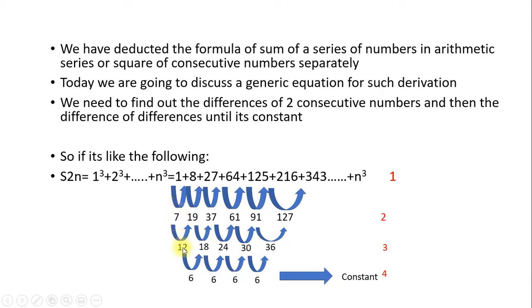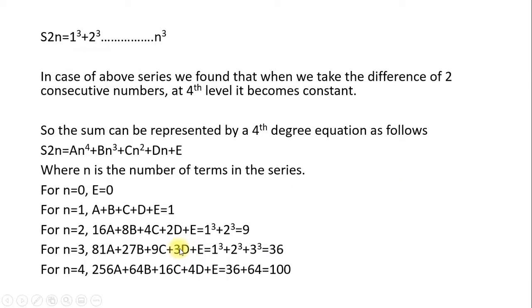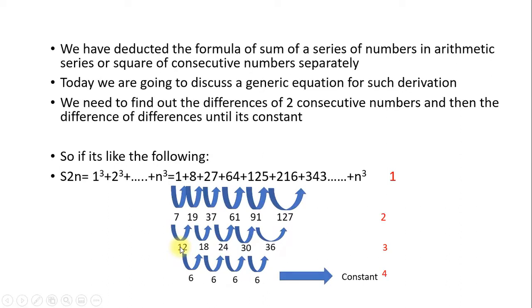Now after finding the differences, at the third level we want to see whether these are constant, and we see clearly that this is not constant, so we go to another level. In the next level we find the difference: 18 minus 12 equal to 6, 24 minus 18 equal to 6, 30 minus 24 equal to 6, 36 minus 30 equal to 6. So this is constant.